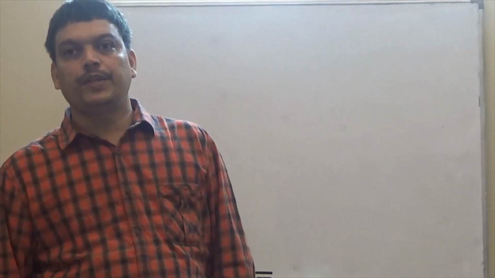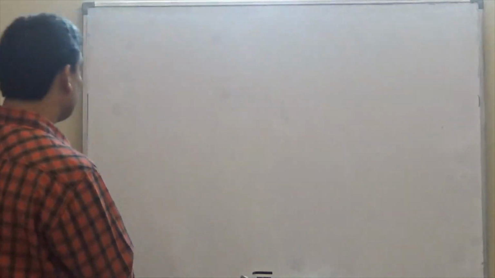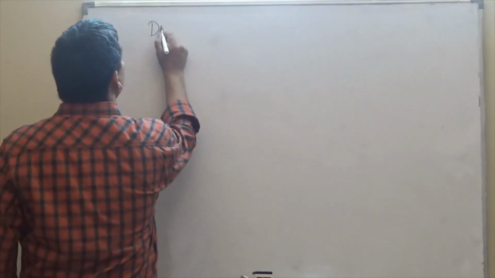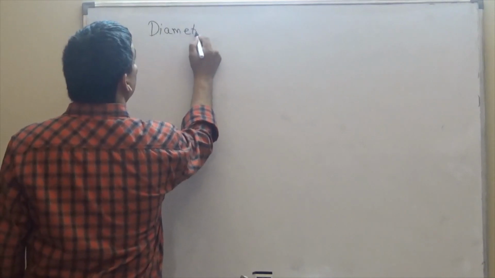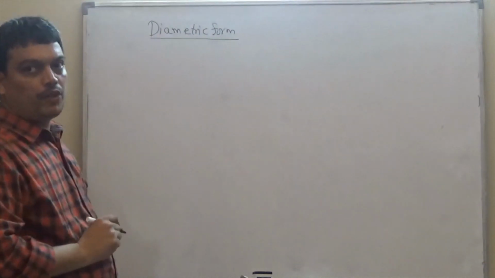So in this lecture video I am going to discuss the concept of diametric form of a circle. So what is this diametric form of a circle?